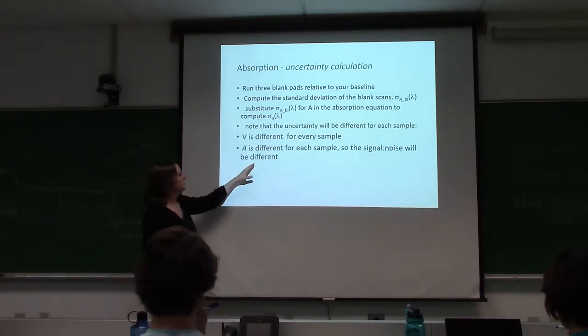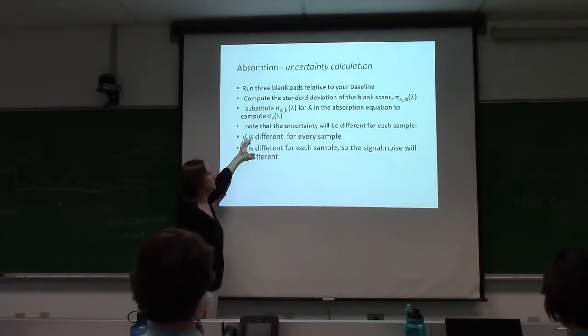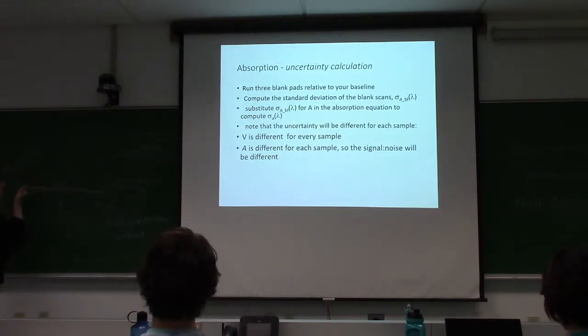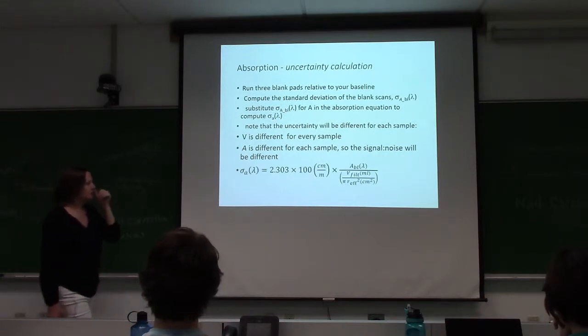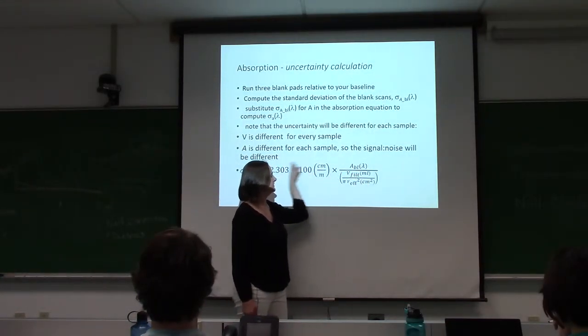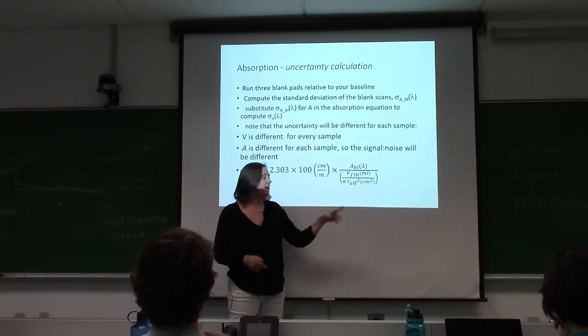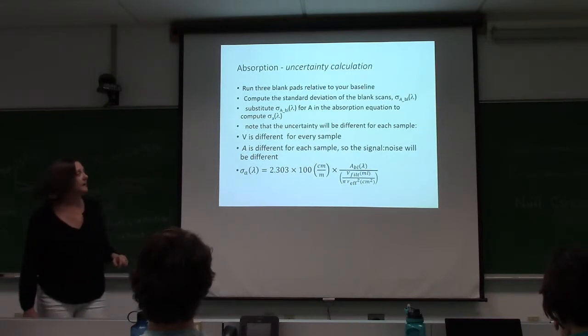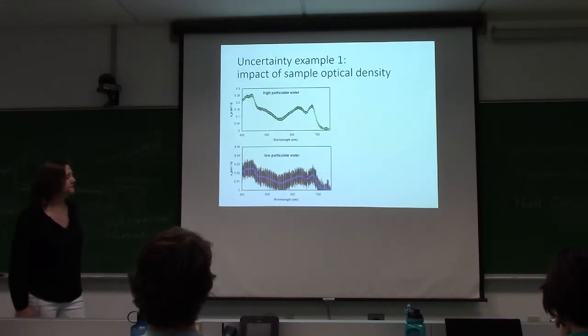So the absorbance is different for every sample, and so we've got this signal to noise. How big is your blank pad variability relative to your signal? And so, you know, you just put it right in there. This is where you put it in. Just do the calculation. And then for sample A, you'll put in the filter volume for sample A. All right. So here's what it looks like.